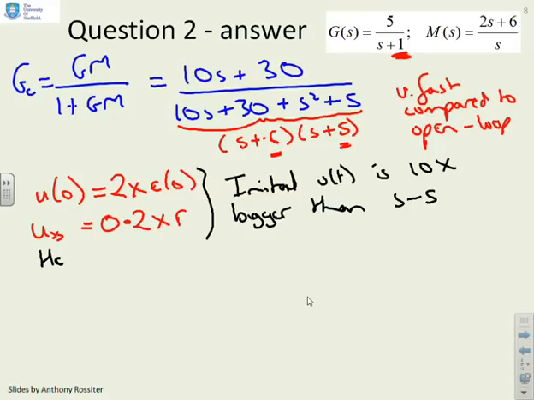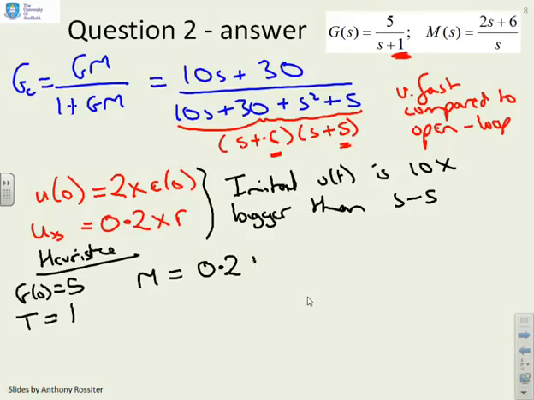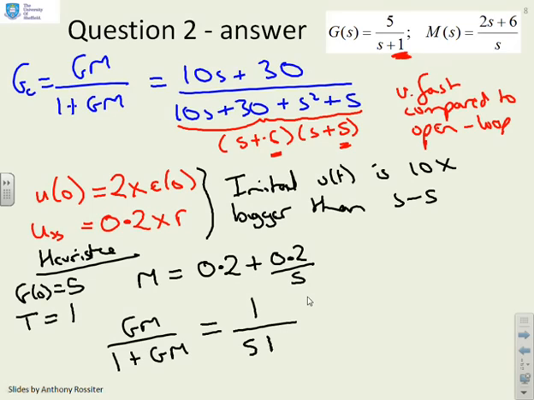Now what if we look at the heuristic design? What would the heuristic design do for us? Well, we've got G(0) equals 5, and we've got T equals 1. So that's going to give us M equals 0.2 plus 0.2 over s. And if I substitute that in and do GM over 1 plus GM, I'm not going to write all the algebra for you, because you'll be able to do that yourself, and you'll see you end up with 1 over s plus 1. So it matches the open loop time constant, which is what you expect, and it gives you a closed loop gain of 1. So let's have a look at Matlab and see if, again, what we've derived happens when we try it in practice.